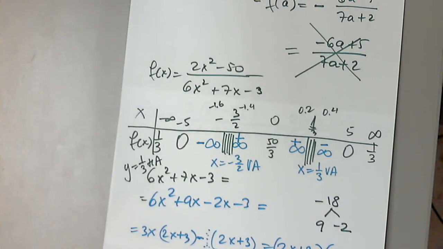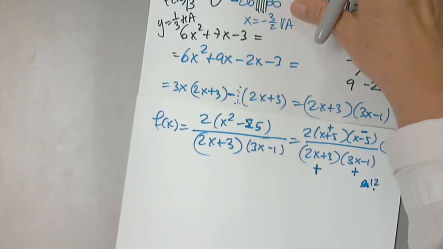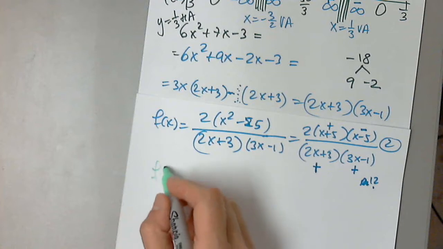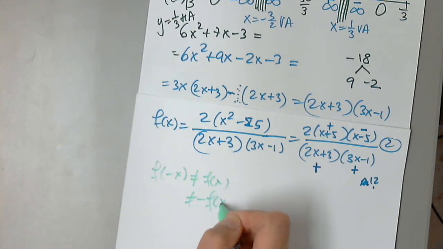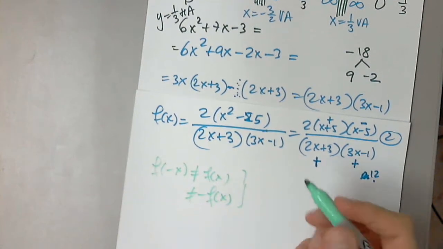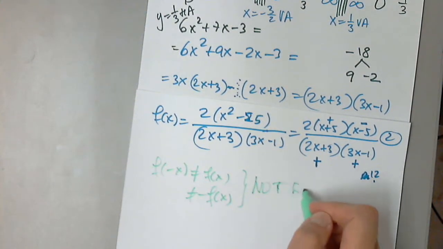The only thing that does not fit here is the symmetry. So again, I'm going to cut it short. I'm going to say that f of negative x does not equal f of x and does not equal negative f of x for the reasons we just discussed. Note symmetry.